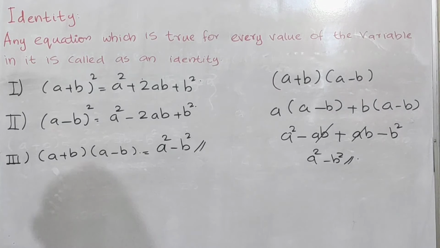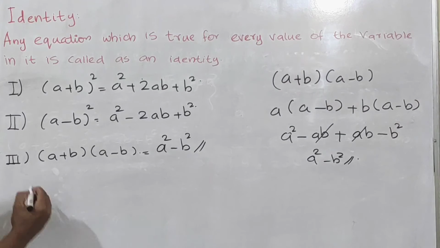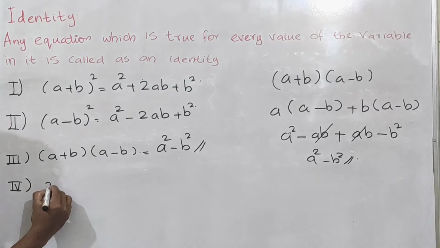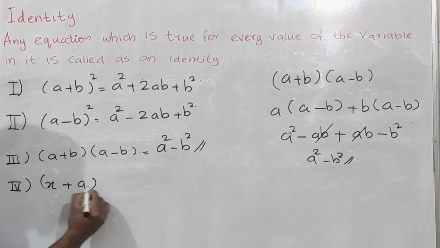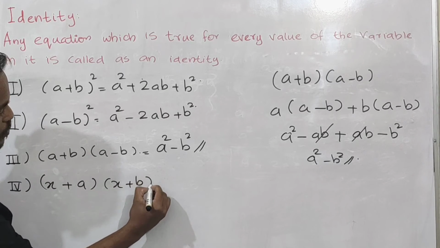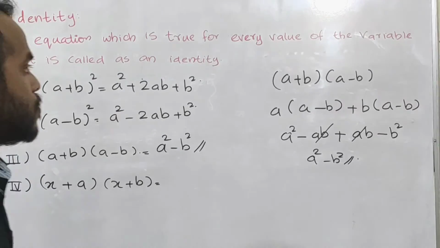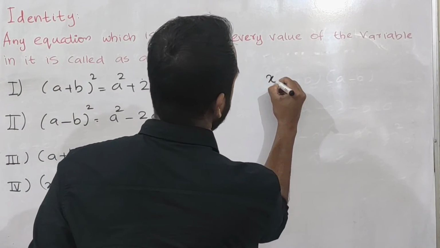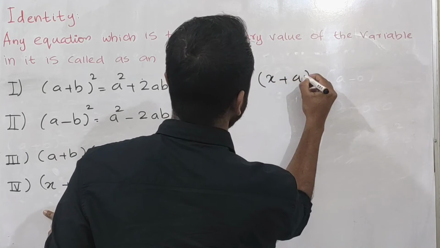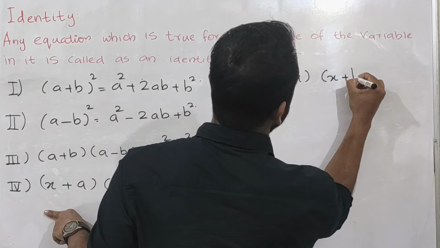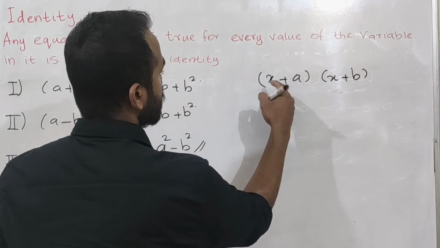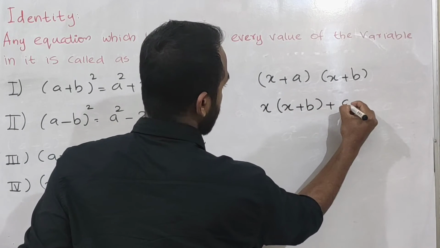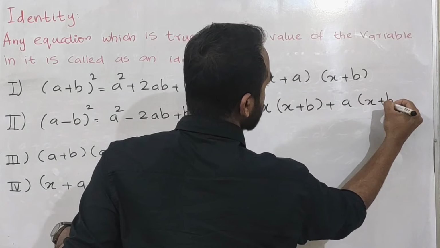The last identity says the product of... okay, after this we will explain x plus a into x plus b. Let's see what this will be yielding us. First term is x plus a. We need to multiply it using x plus b. Take first the first number x, then into x plus b plus a into x plus b.